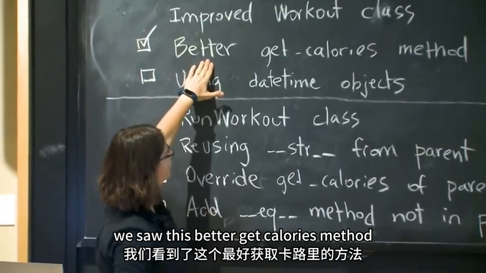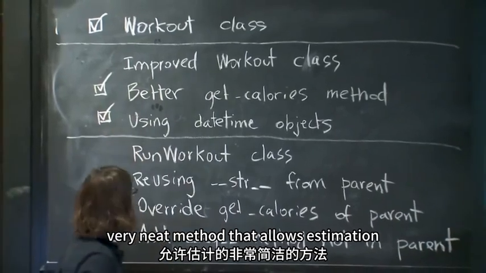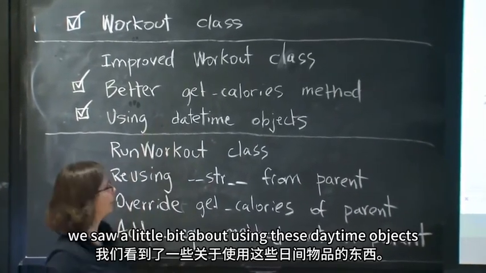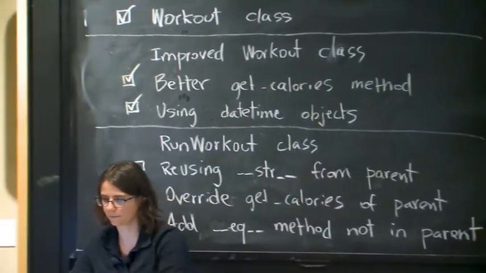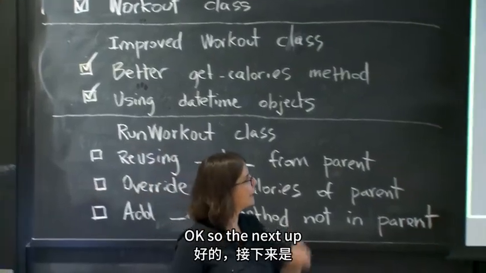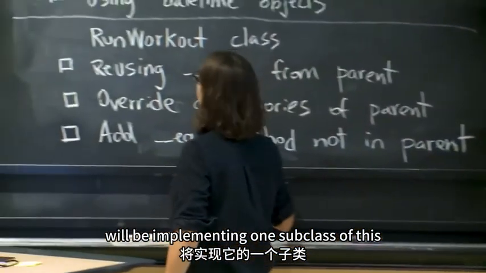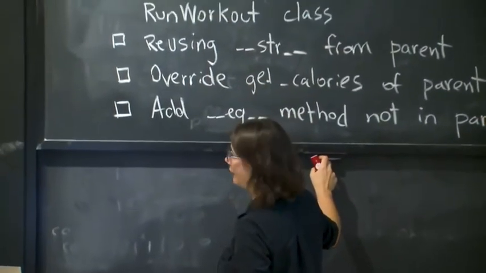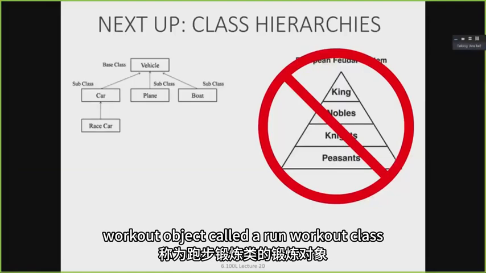We saw this better getCalories method, a very neat method that allows estimation. And we saw a little bit about using these datetime objects. Okay, so next up, the rest of this lecture will be implementing one subclass of this workout object called a run workout class. Okay?